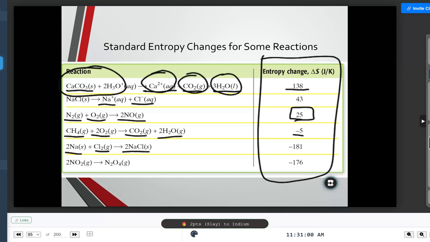We go from 3 particles to 2 particles. So we're becoming more localized, right? And we also go from a gas to a solid. And so that's definitely going to be a decrease in entropy. So we're at negative 181. And here we have 2 particles as a gas compared to 1 particle as a gas. And so we're at negative 176. So our entropy is decreasing because we're localizing our particles, basically.